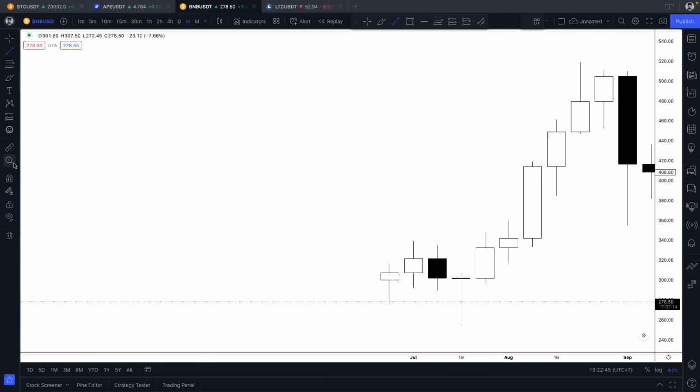So we have our first swing fail. Okay, just took it out, closed.